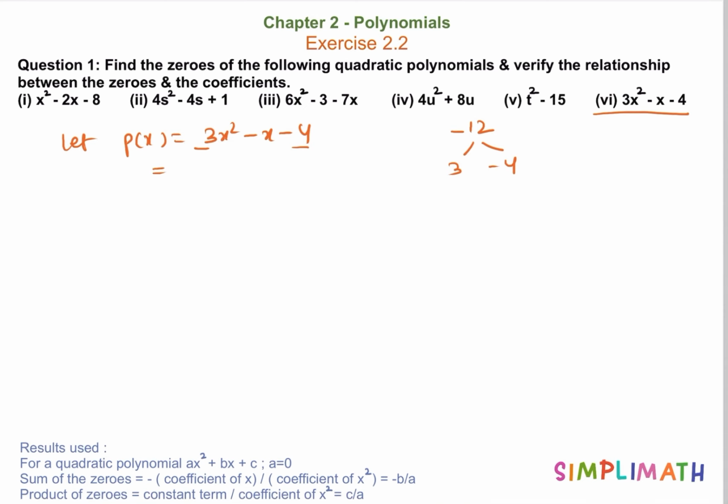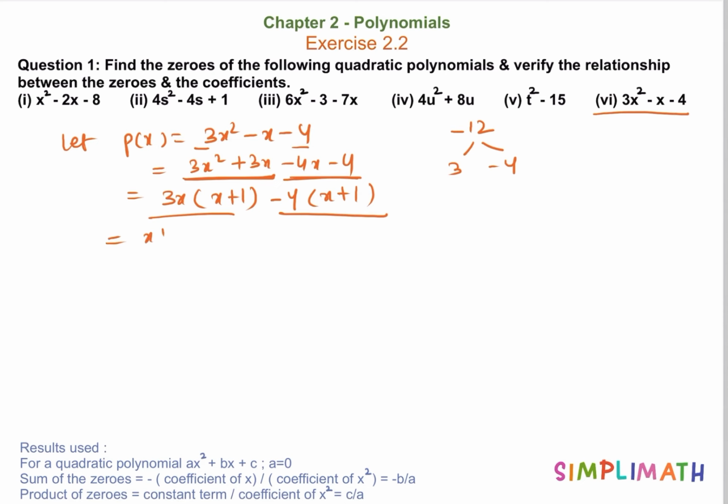So we can write this as 3x square plus 3x minus 4x minus 4, which from here, from these two terms, what is common? 3x, what are we left behind? x plus 1. And from these two terms, what is common? Minus 4, and what are we left behind? x plus 1. Now from these two terms, what is common? x plus 1. What are we left behind? 3x minus 4, right?